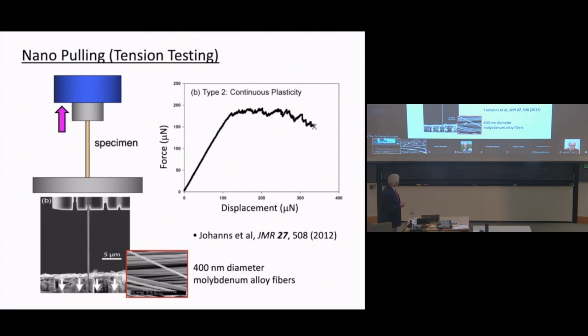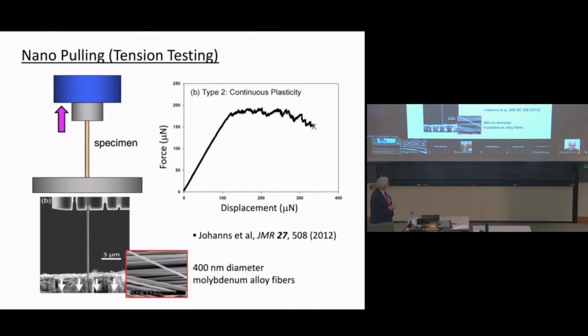This is one that we did on a moly alloy fiber, which was 400 nanometers in diameter. These little things are extracted from directionally solidified eutectic materials. If you can pick those things up and mount them and grip them, which we've done here inside of a focused ion beam scanning electron microscope, then you can actually pull as well. There's no reason not to. You just reverse the current to the coil and it pulls rather than pushes.